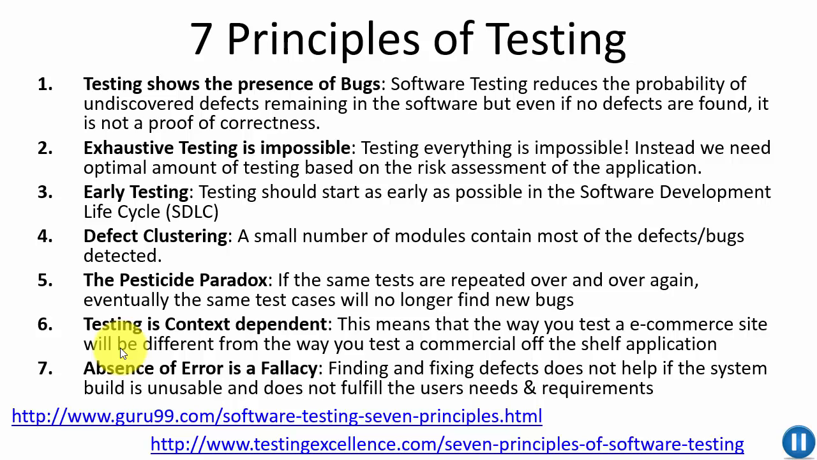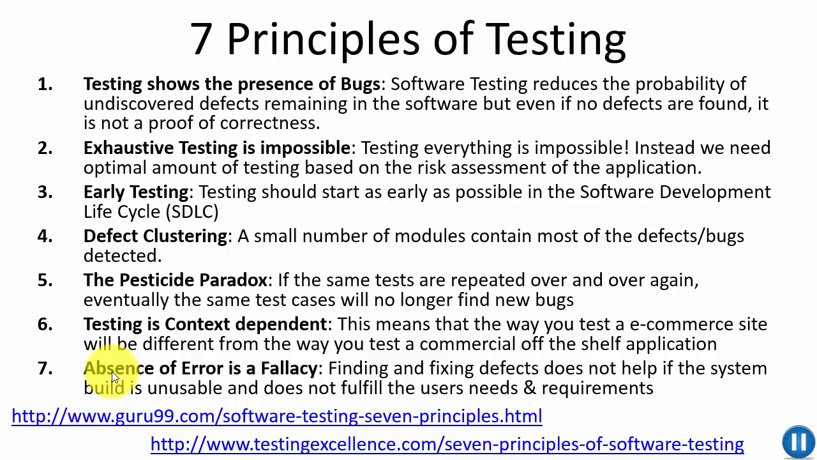Number 6, testing is context dependent. This means that the way you test an e-commerce site will be different from the way you test a commercial site. As I showed in an earlier slide, you need to test different systems in different ways.